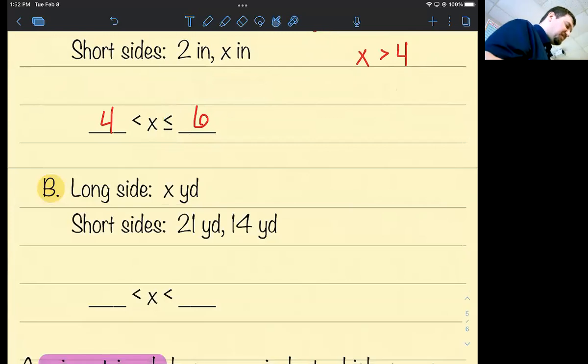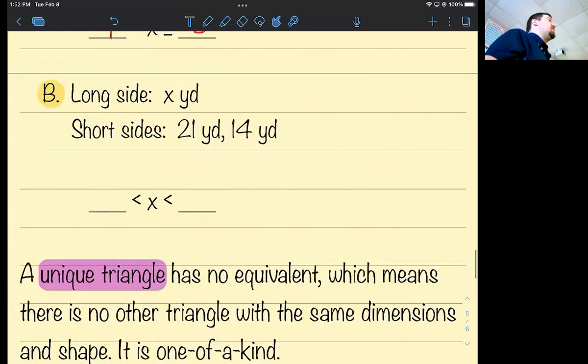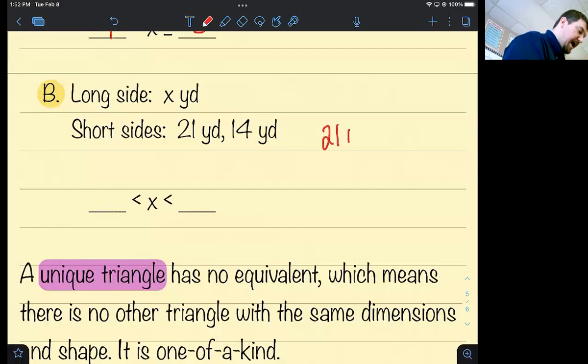All right. Okay, this one's going to take the notch up in difficulty. It says the long side is x. The short sides are 21 and 14. So I know the two short sides have to add up to be longer or greater than the third side. So what's 21 plus 14?